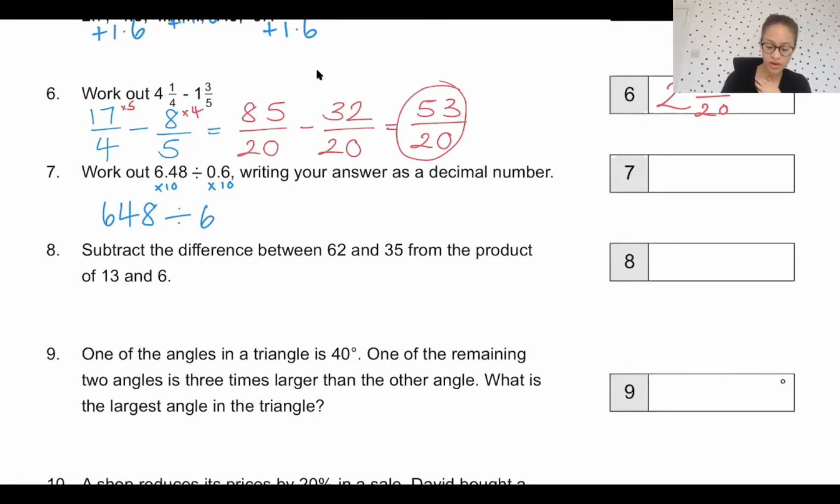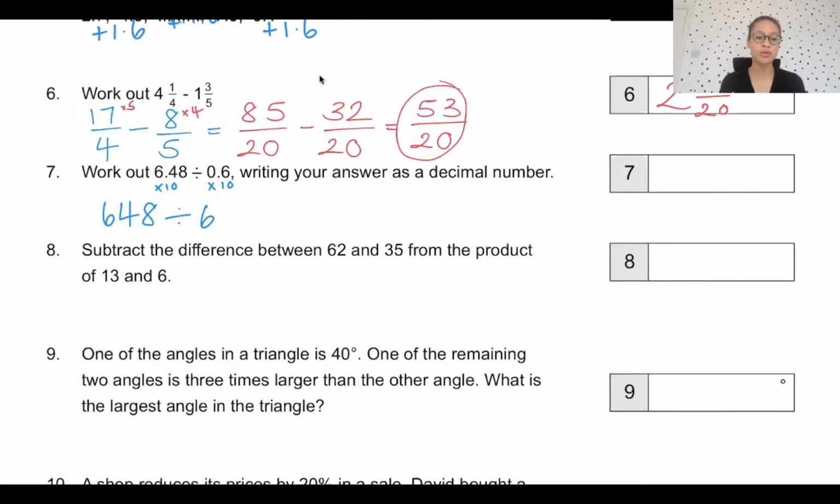So if I've times both of these numbers by 10 to do the division, do I need to do anything to my answer in order to get my final answer? Do I need to make any changes at the end, or can I just go ahead? Getting some mixed answers here. So let's test out whether we would need to change anything.